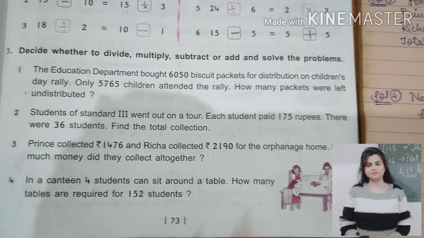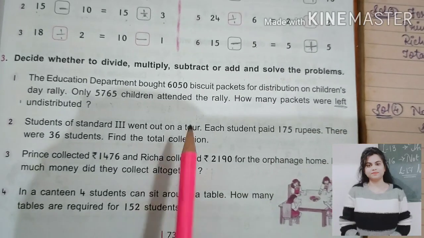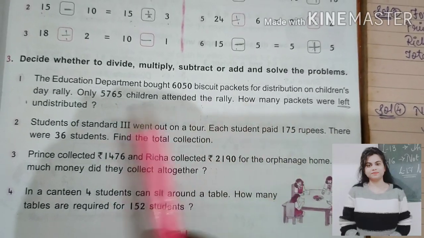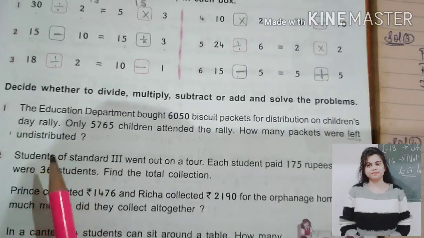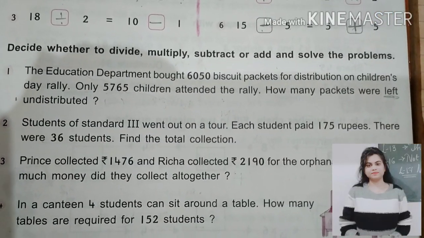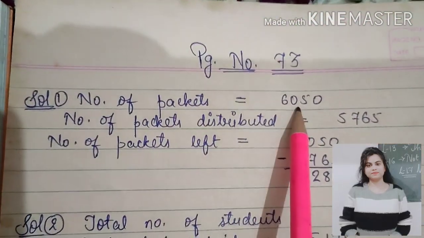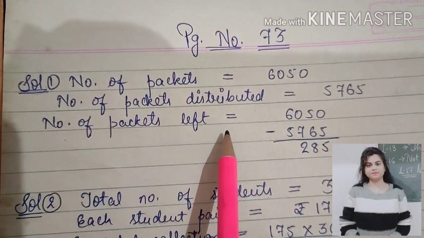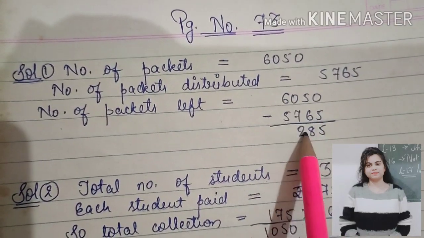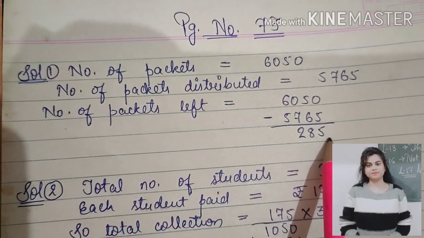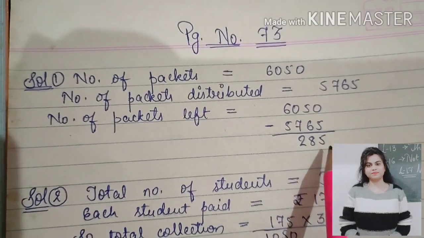Okay. So the word left comes in, and this is the total biscuit packets. This one is this many students attended the rally. So how many packets left undistributed? Which operation you will do? To find out how many packets left, you will do subtraction, right? So, according to the question, number of packets is this much, number of packets distributed is this much, and number of packets left, you will do subtraction between these two numbers. You will get 285. Okay, so this many packets left undistributed.